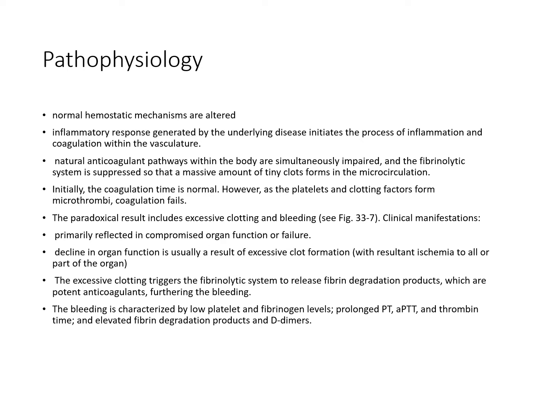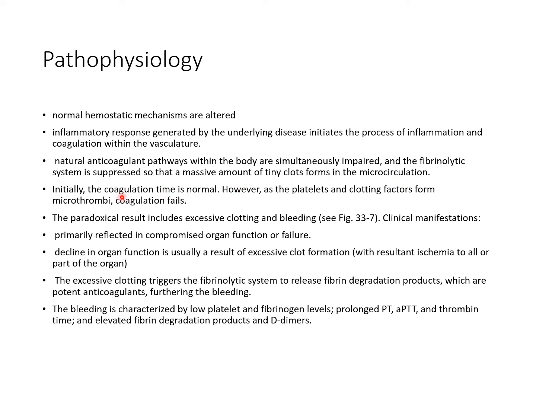I've added another slide specifically from your book just to kind of unpack some of this more. So keyword is normal hemostatic mechanisms are altered, inflammatory responses generated by the underlying disease. You get a process of inflammation and coagulation that's going on. Your natural anticoagulant pathways within the body are impaired. That's what's going on. The fibrinolytic system is suppressed. So now you're getting a massive amount of tiny clot formation in the microcirculation.